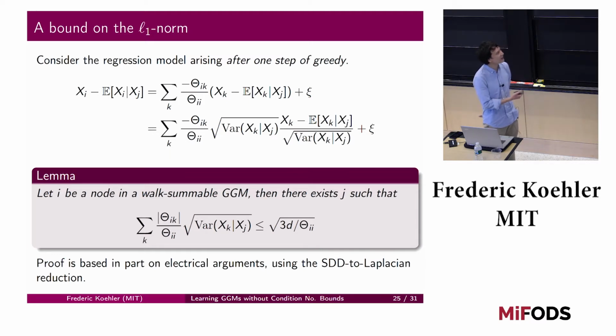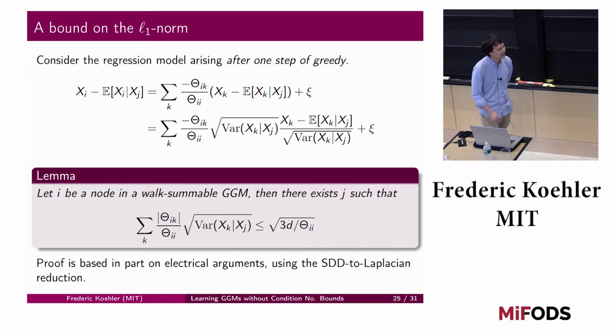J is the node I picked in the first step, and the regression model is just this. I just subtracted a bunch of conditional expectations. And when I want to analyze regression, I should probably rescale my regressors to have unit variance. So I do that. And now suddenly, even though before taking the first step of greedy the L1 norm was totally unbounded, now there is a bound just in terms of D.